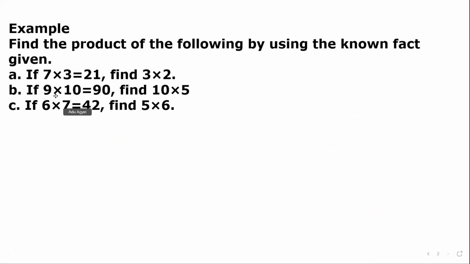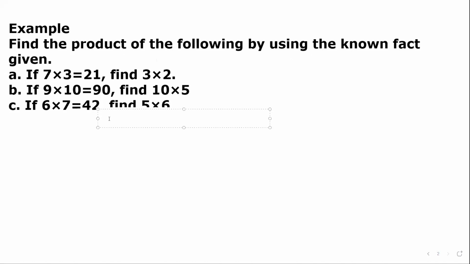Let's assume there's a situation where the number keeps on decreasing. Then you apply skip counting down, where you be subtracting the number. So here, for example: find the product of the following by using the known facts given. Our answer here will still be based on the known facts. Okay, good. So let's solve it.